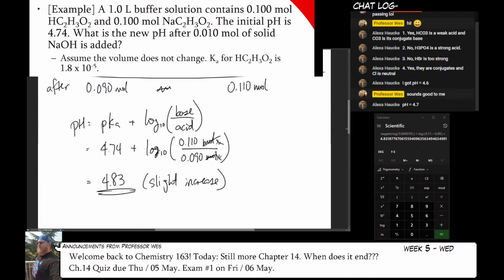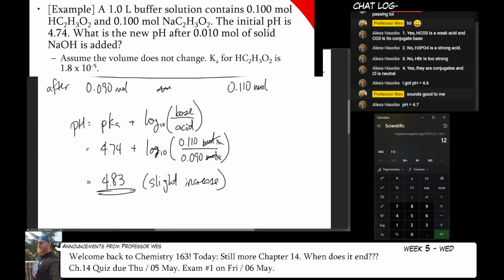Now, did it increase as much as it would have if I had just made a solution out of 0.01 moles of solid sodium hydroxide? Just to check that, if I had a 0.01 mole solution in 1 liter of water, what would the pH be if it was just the solid sodium hydroxide? Well, I would take the negative log of that. That's the pOH. Subtract that from 14. This would be the pH if it was just the sodium hydroxide. So that sodium hydroxide on its own had the potential to be pH 12.